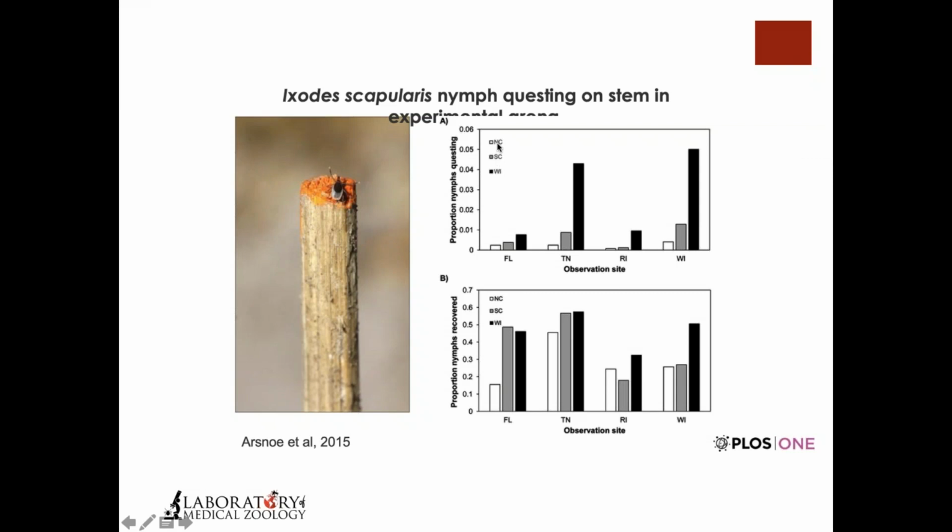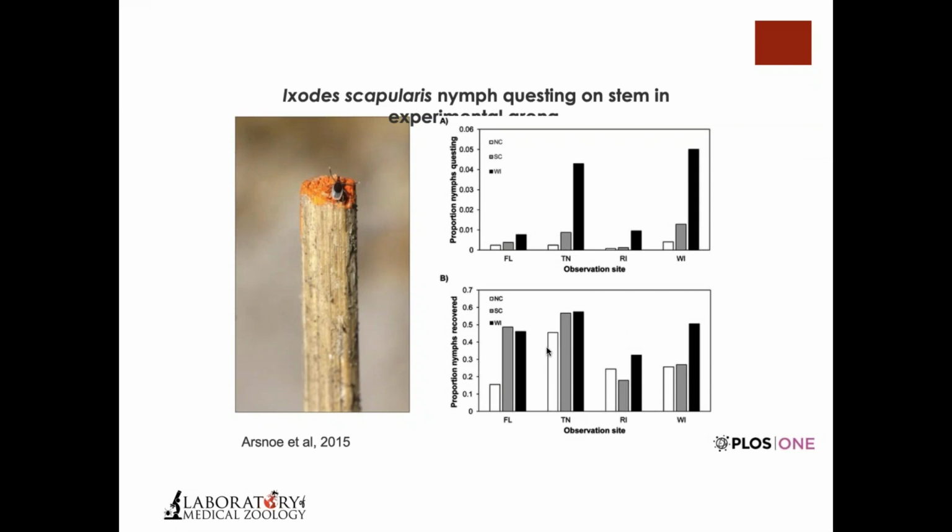So here you have ticks from North Carolina, South Carolina, and Wisconsin exercised on these different arenas in either the South, Florida, Tennessee, or the North, Rhode Island or Wisconsin. And what you see is that regardless of whether they're in the South or in the North, the southern ticks, the ticks that originated from the south, have a greater questing behavior. And the slide at the bottom is meant to show that this wasn't attributable to just the hardiness of the ticks. In fact, the survivorship was roughly the same across all the species.